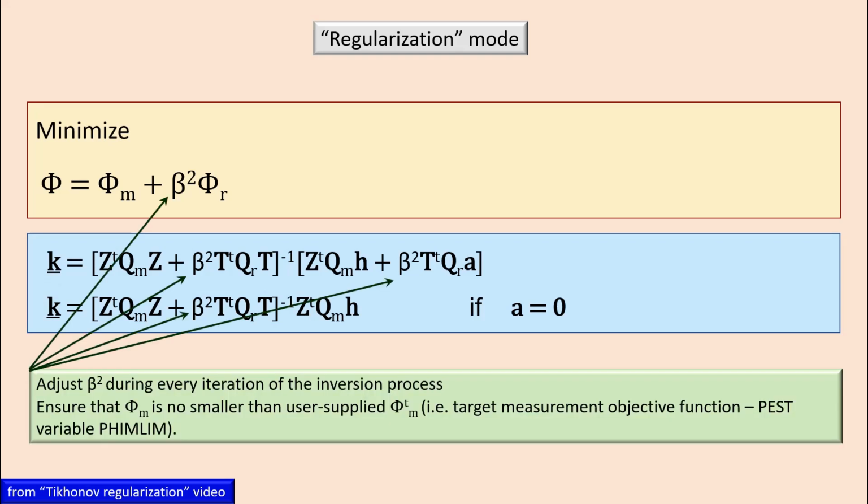In doing this, it actually solves a constrained minimization problem. The user specifies a measurement objective function which PEST is not allowed to go below. Then, subject to the constraint that the measurement objective function is no lower than that user specified value, PEST minimizes the regularization objective function and finds the optimal value of beta squared to achieve that. That is, maximum adherence to Tikhonov constraints while ensuring that we get the fit we want with the measurement data, but no better than that fit, because otherwise we'll overfit. This is explained in another video.